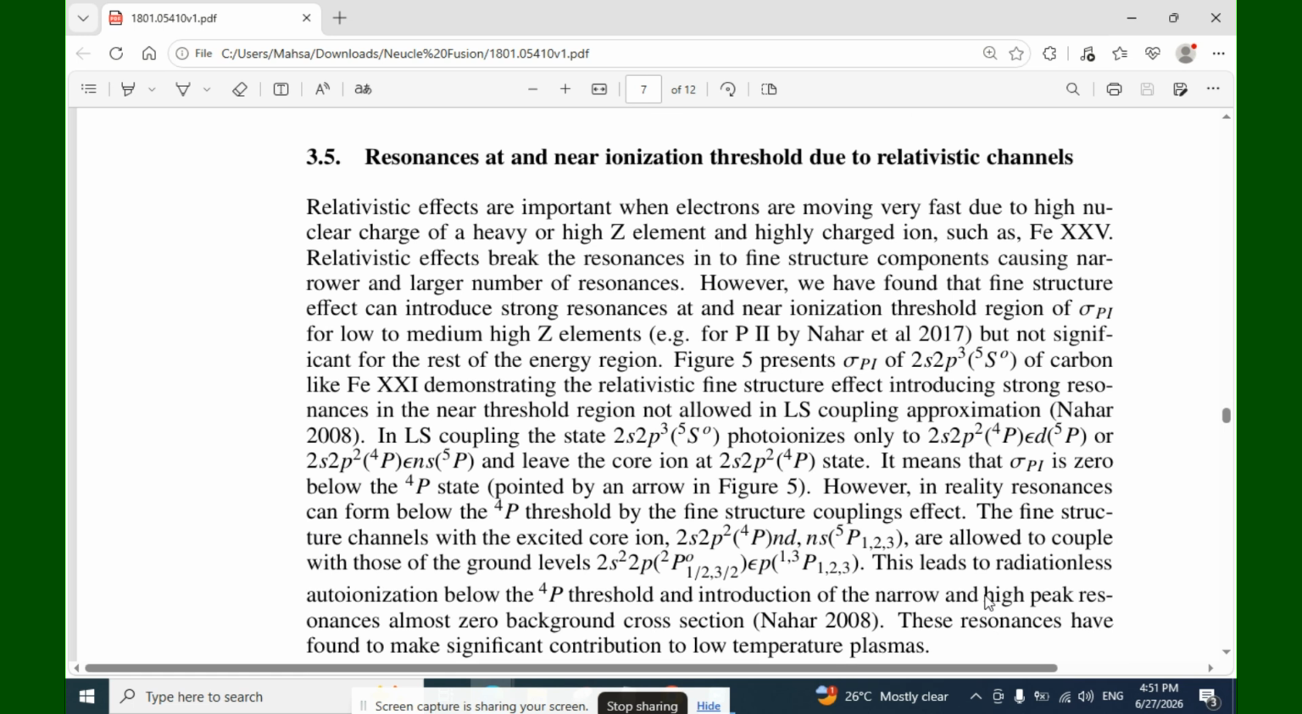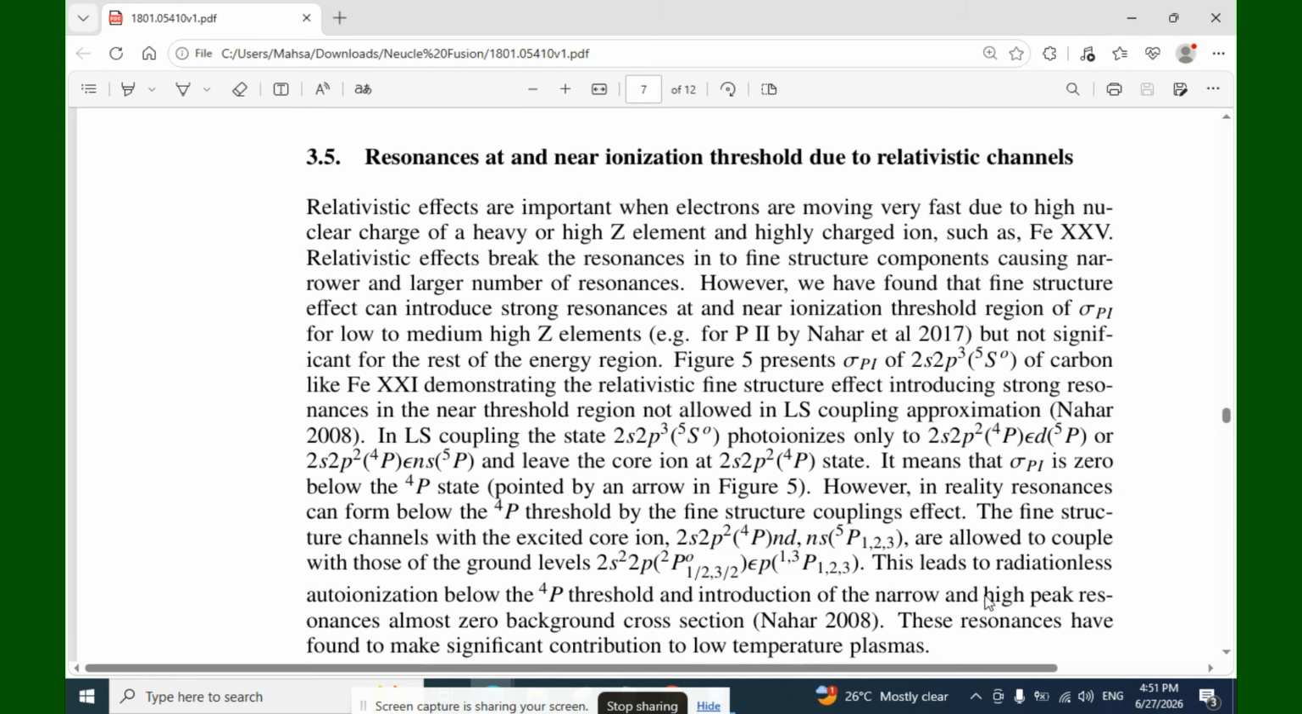The next one is resonances near the ionization threshold due to relativistic channels. The relativistic effects are important when electrons are moving very fast due to high nuclear charge of a heavy or high Z element and highly charged ions such as Fe XXV. Relativistic effects break the resonances into two fine structure components, causing narrower and a larger number of resonances.